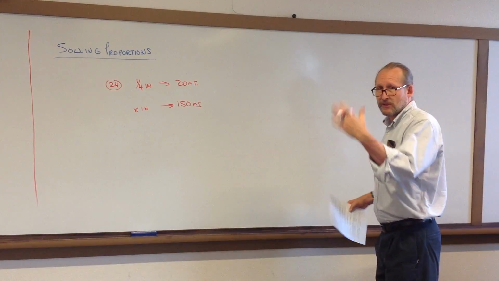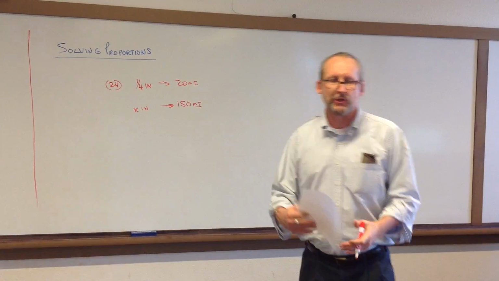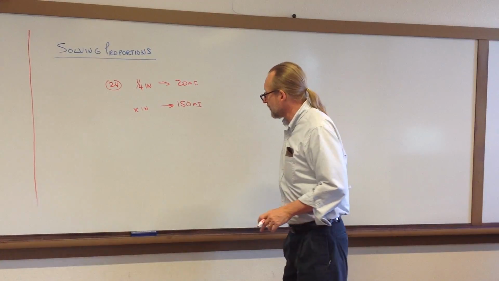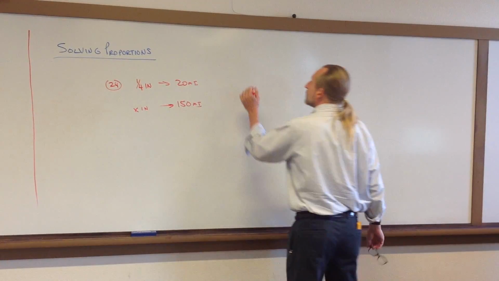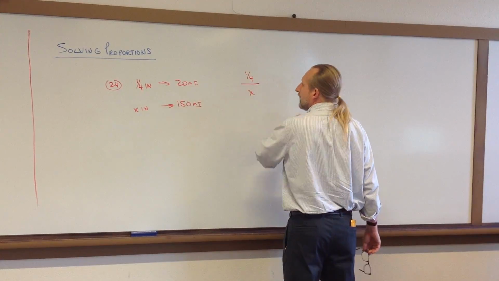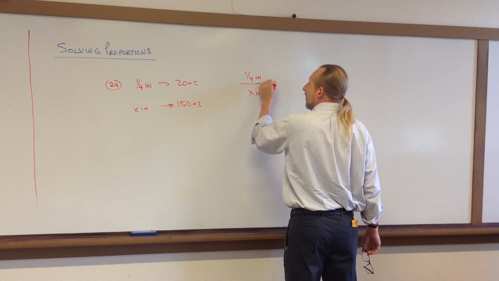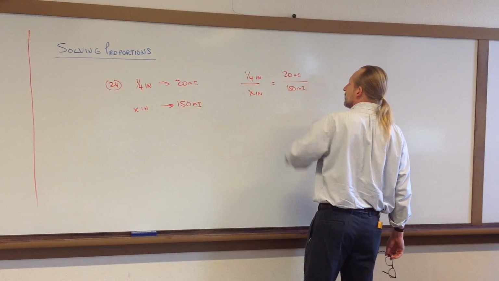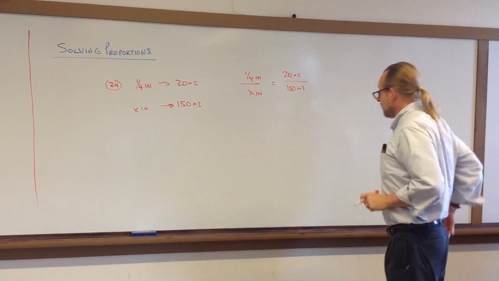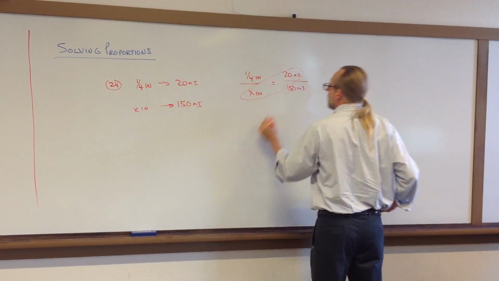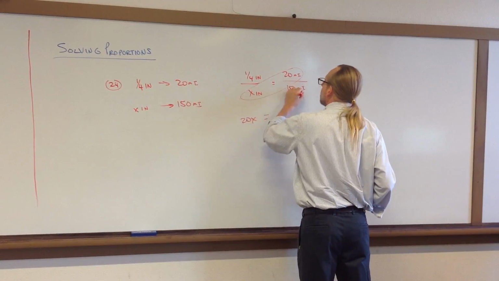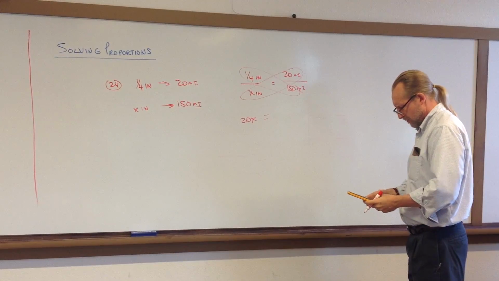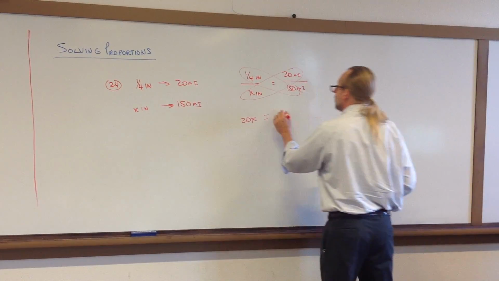Okay, and again, there's a lot of other ways that you can reason your way to the answer for this. But I'm just going to set up a proportion and then solve it using that rule of 3. So we'll put a 1/4 on top and x on the bottom, and then over here, 20 miles and 150 miles. So now we've got to do, let's see, 20 times the x is 20x, 150 times the 1/4, 37.5.